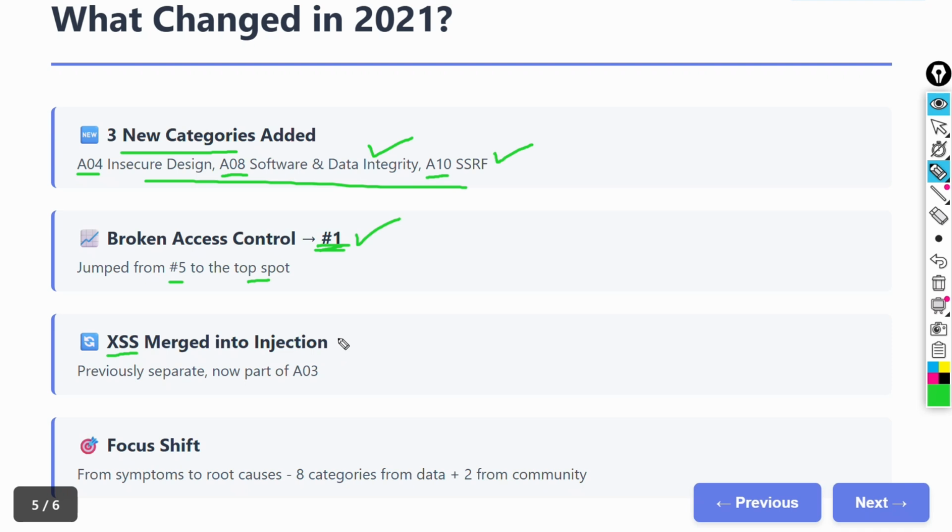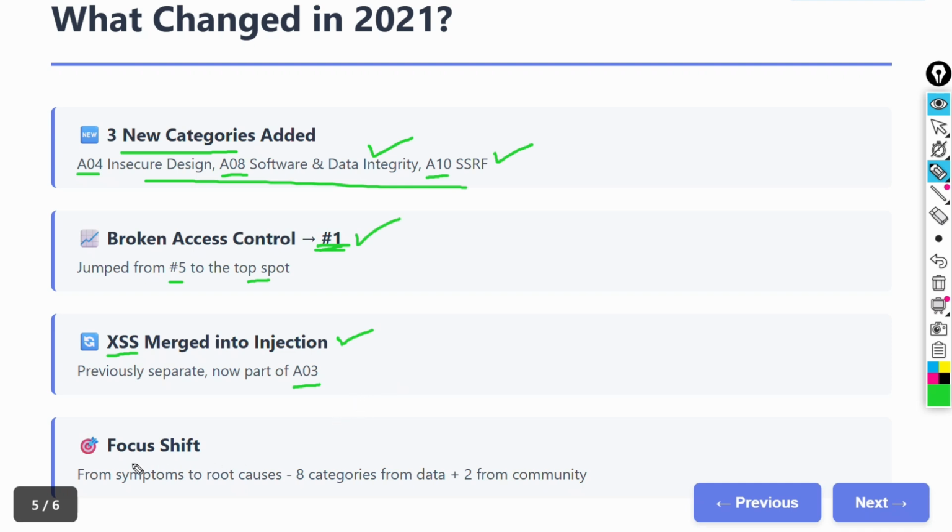And the another one was cross-site scripting merged into injection. This was another change, where cross-site scripting is no longer its own category. It was now merged into A03, which is injection. This reflects the idea that cross-site scripting is just one form of injection attack. So not only SQL, it is an injection attack, we can say.